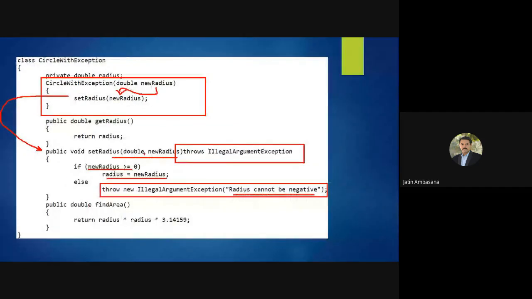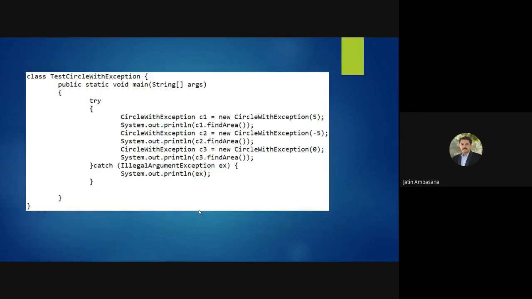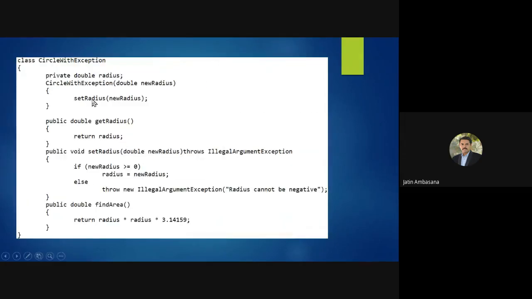Right. Now, see here it is saying that it throws IllegalArgumentException. So in this example we use throw and throws both. Got it? And now see here, this setRadius is being called inside the constructor, right?